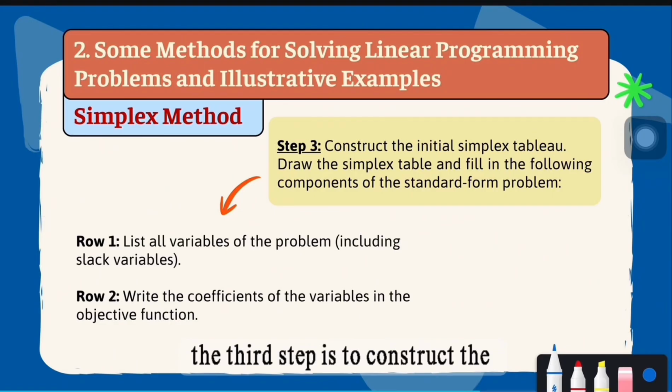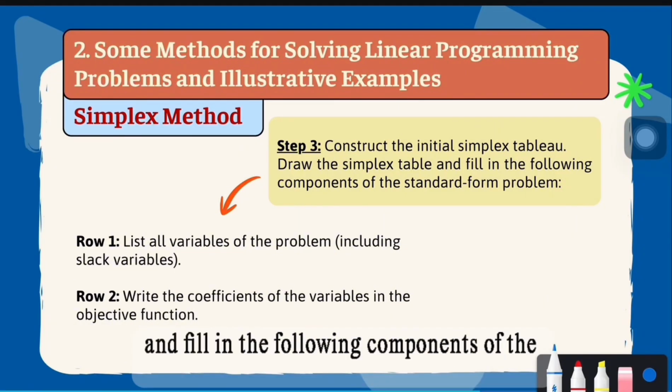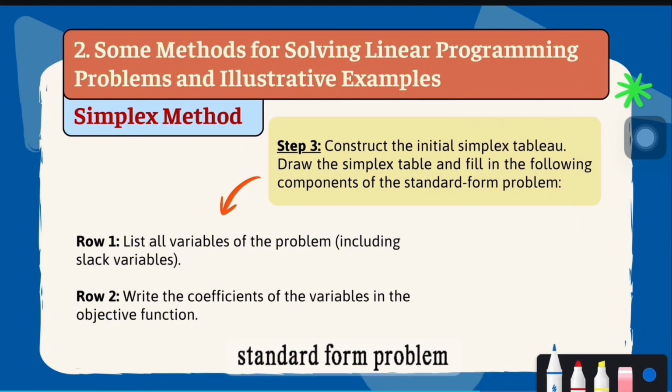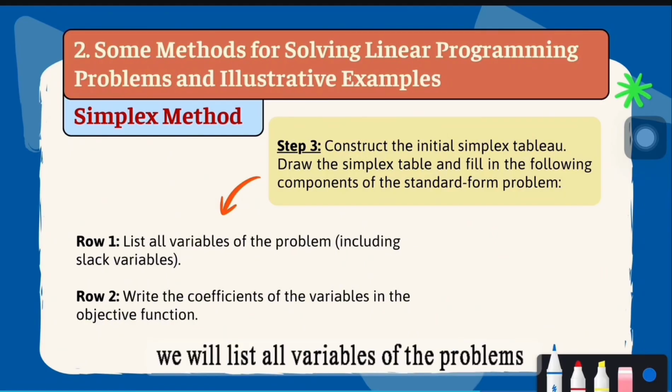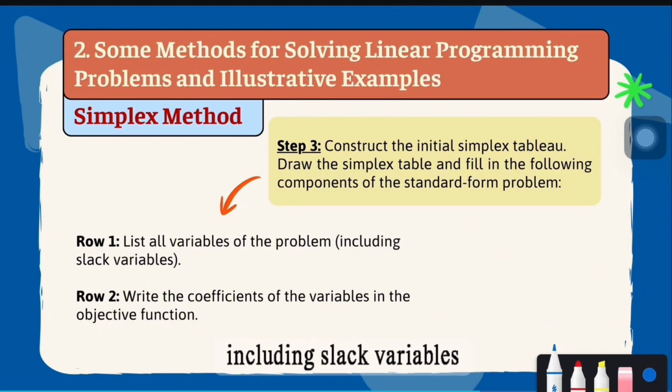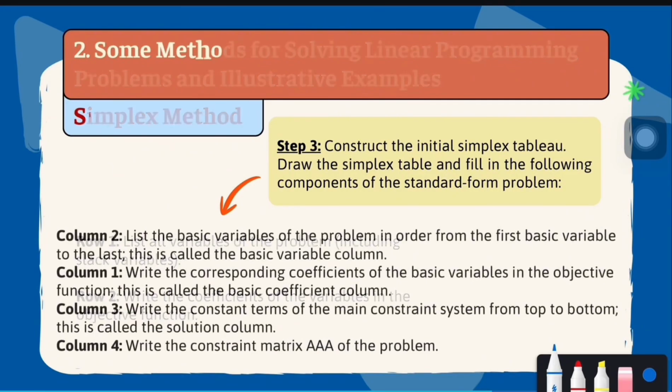The third step is to construct the initial simplex tableau. To draw the simplex table and fill in the following components of the standard form problem. For row 1, we will list all variables of the problem, including slack variables. For row 2, we will write the coefficients of variables in the objective function.